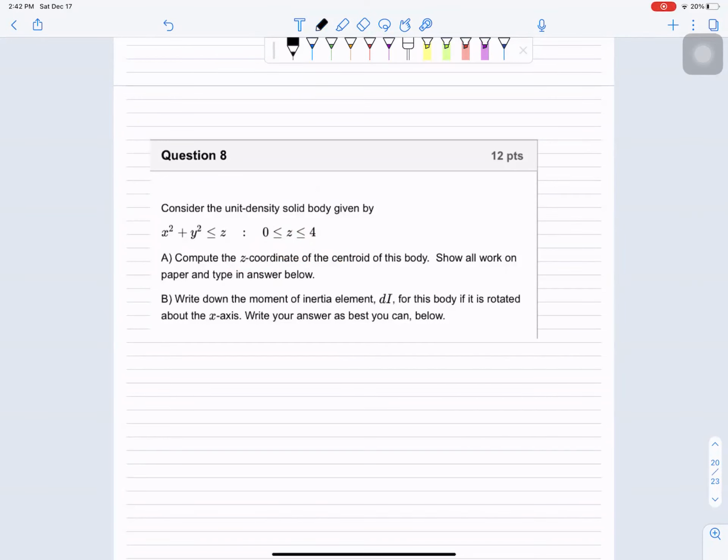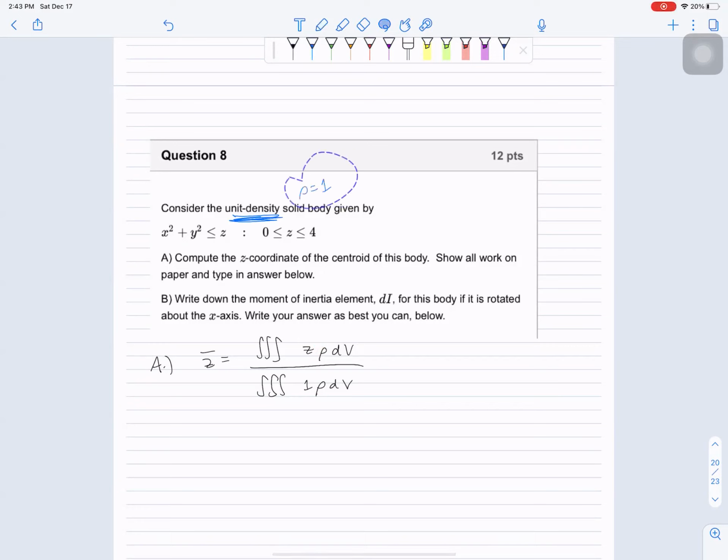Okay, what is the formula for centroid? The z coordinate of the centroid, we're in 3 dimensions because we have x, y, and z. So I'm going to have a triple integral of, because it's the z coordinate, I need a z in there, z rho dV, over the triple integral of 1 rho dV. That's the formula for centroid. Now, because they say we have unit density, that means that rho equals 1. So now my formula becomes the triple integral of z dV over the triple integral of 1 dV.